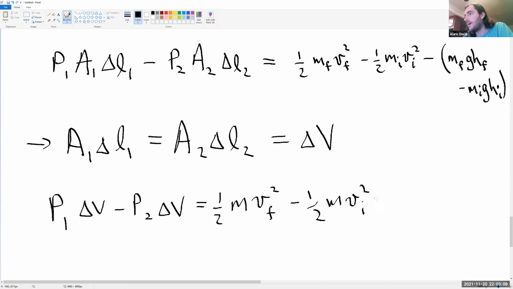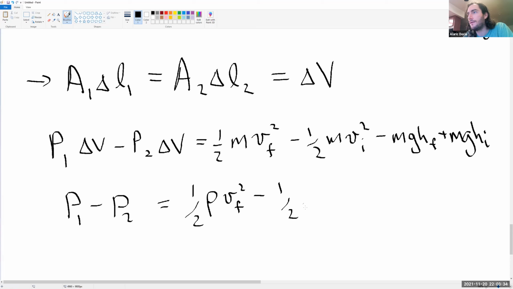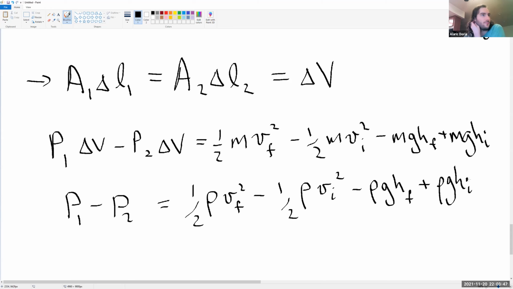V initial squared minus mgh final, plus, distributing the minus sign there, mgh initial, and then divide everything by delta V. We have P1 minus P2 equals 1/2 rho V final squared minus 1/2 rho V initial squared minus rho gh final plus rho gh initial.